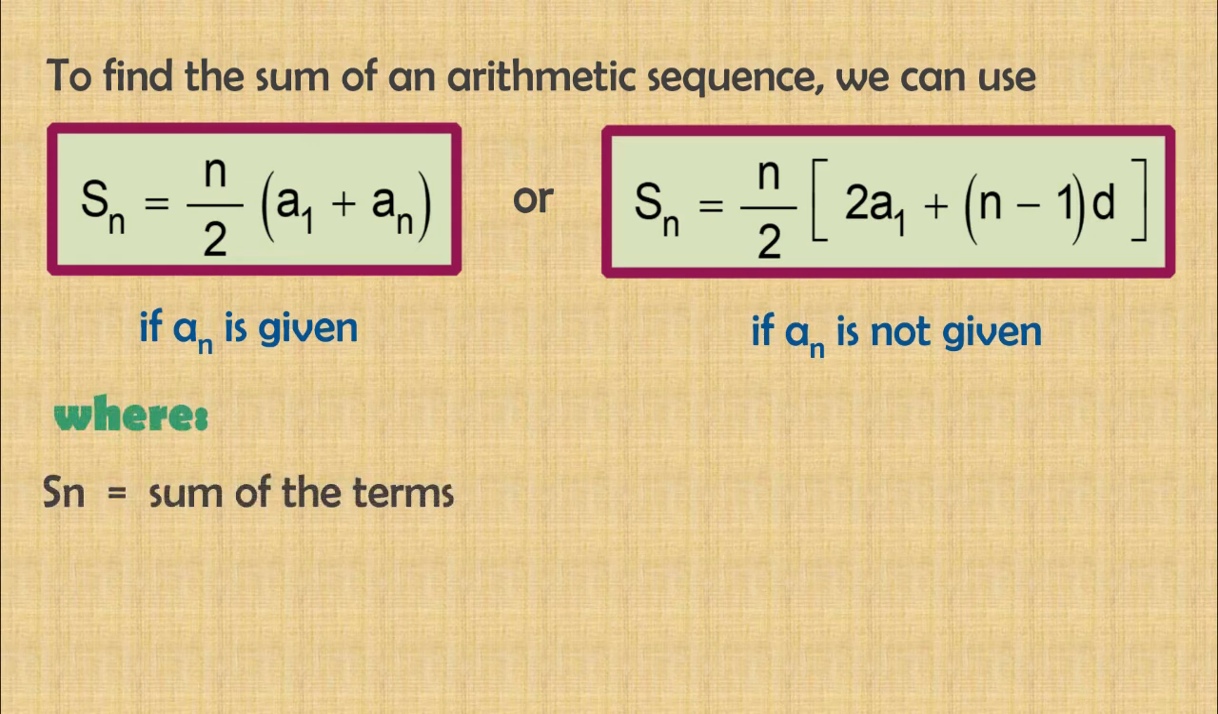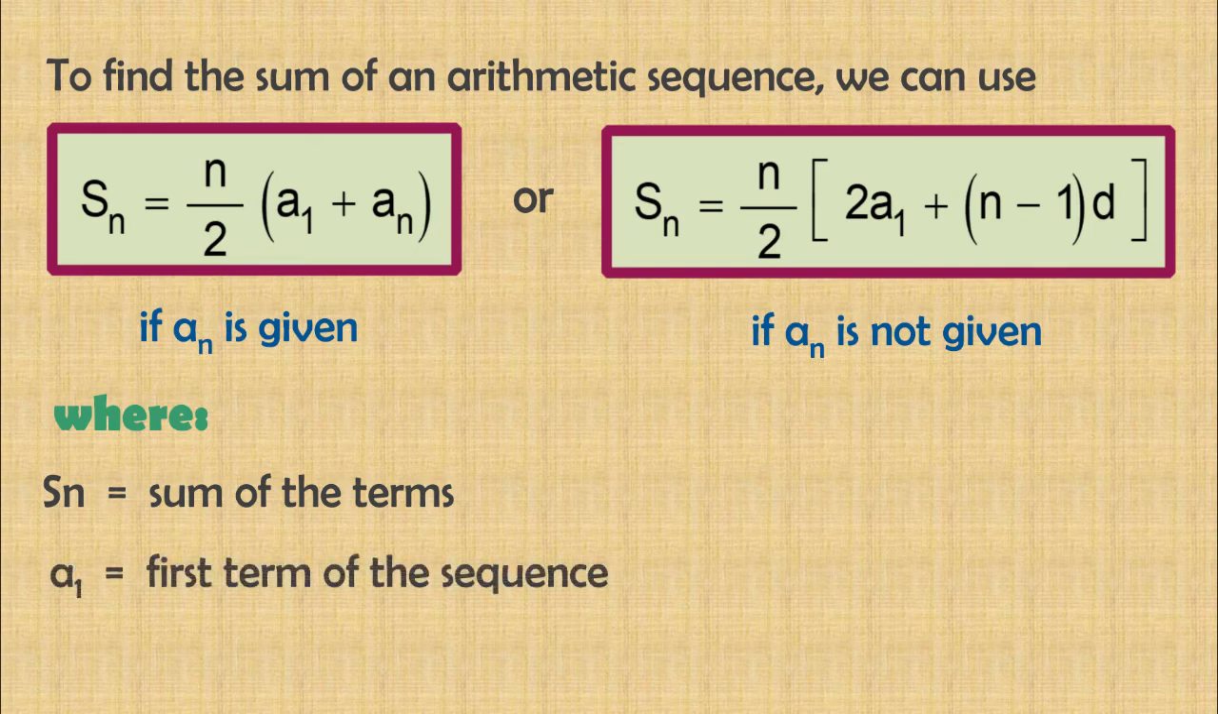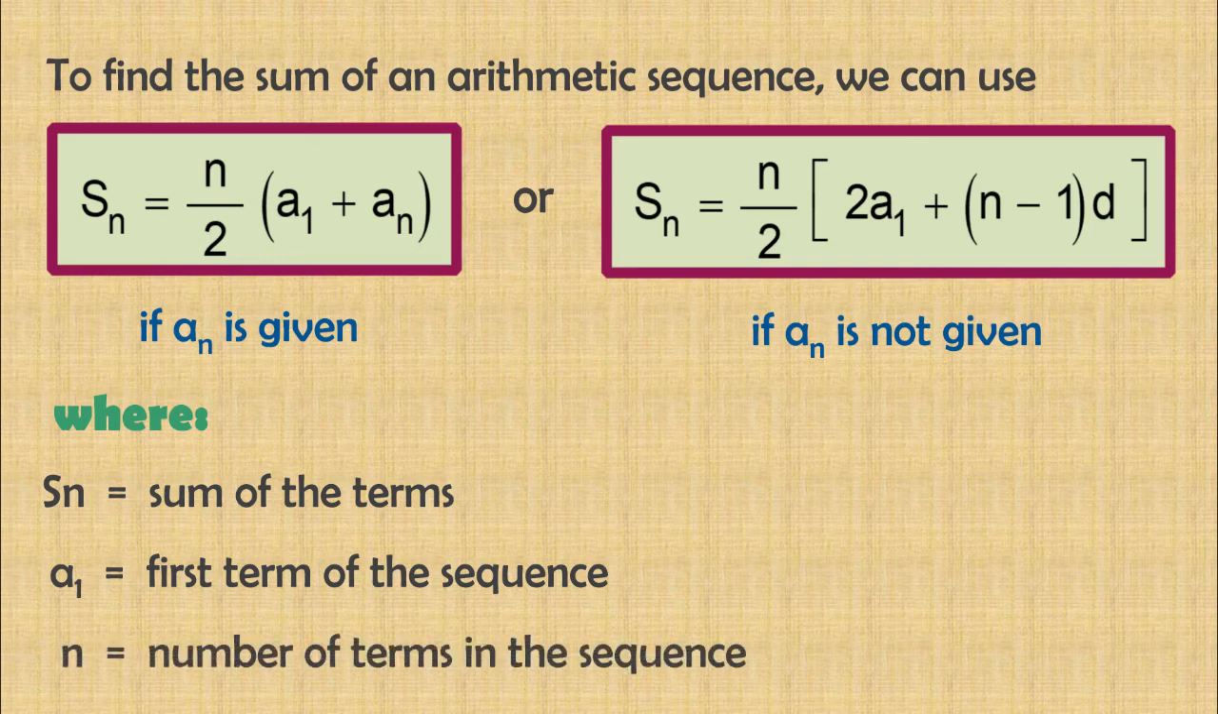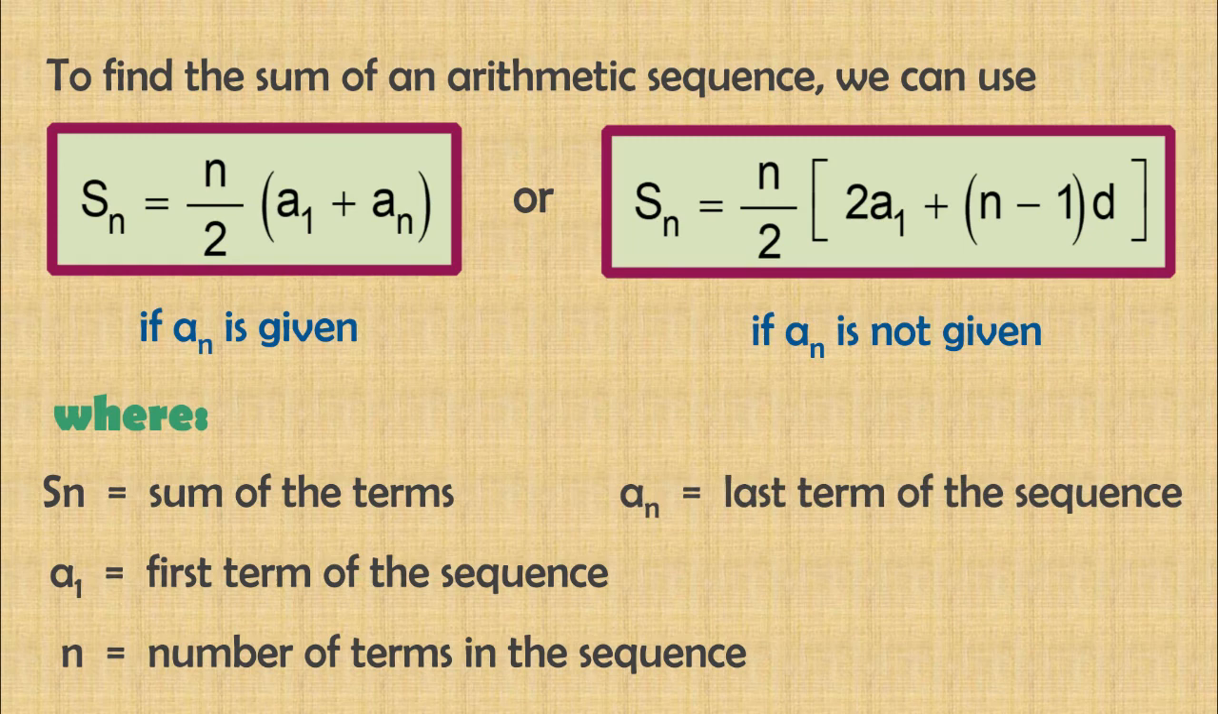Where S sub n here is the sum of the terms of your arithmetic sequence. A sub 1 is the first term of the sequence. N is the number of terms in the sequence. A sub n is the last term of the sequence. And d is the common difference. So take note of these two formulas. This first one we use if a sub n, or the last term, is given. This second formula on the right, we use if a sub n, or the last term, is not given.